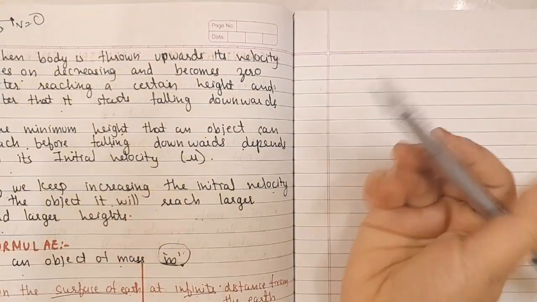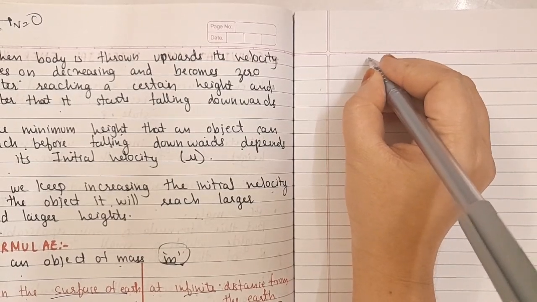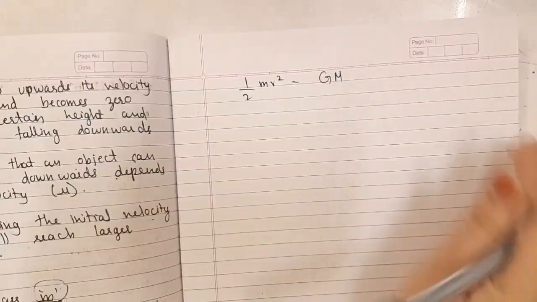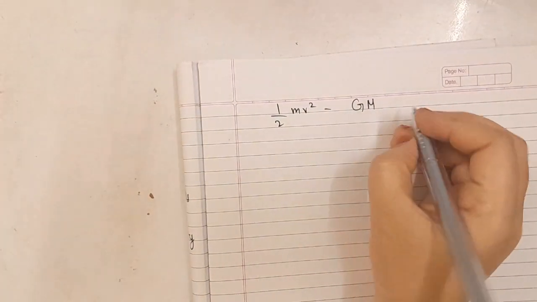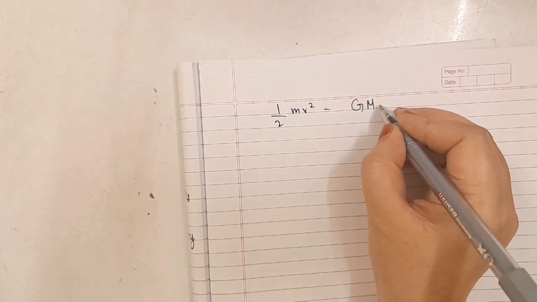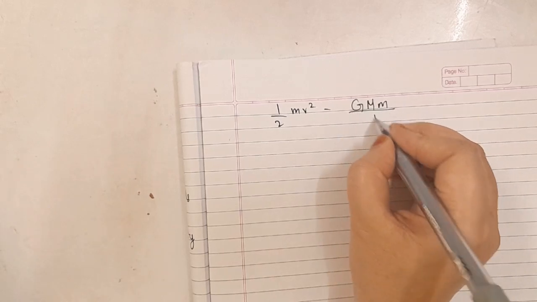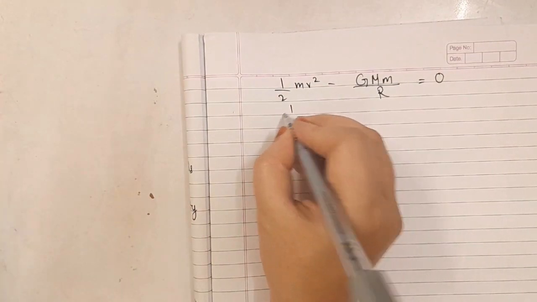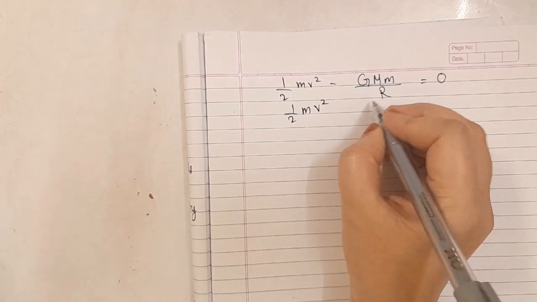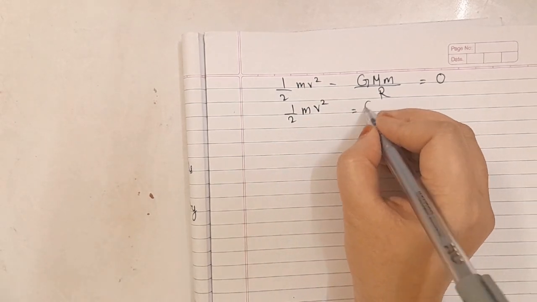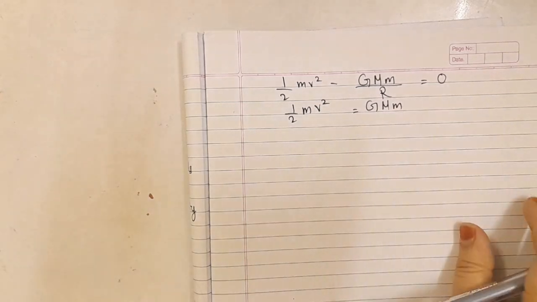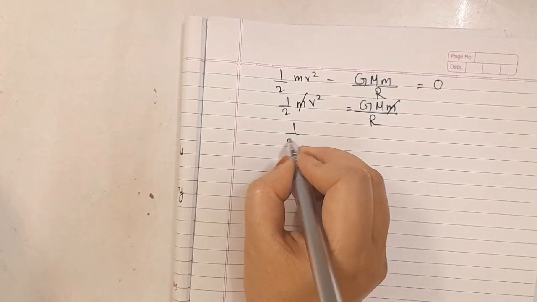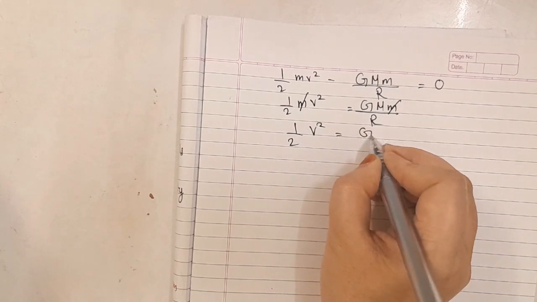Now let's substitute the value of E1. E1 is half mv square minus GMm upon r, and E2 is 0, because at infinite distance it will be 0. Now let's rearrange this. Half mv square is equal to GMm upon r. Now let's cancel these two terms. We will get half v square is equal to GM upon r.